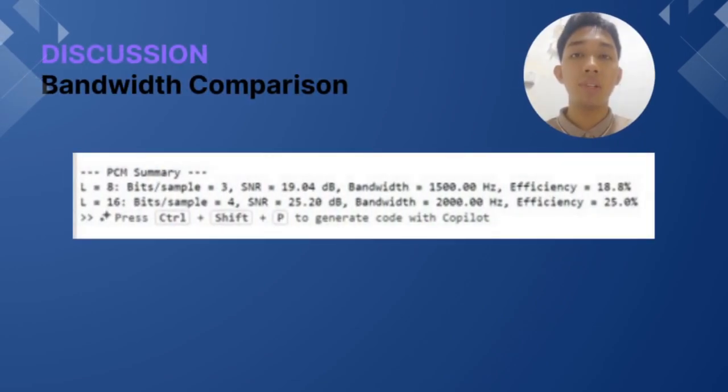In pulse code modulation, bandwidth increases with the number of bits used per sample. Higher quantization levels, such as in 16-level PCM, require more bits to represent each sample compared to 8-level PCM. This leads to a higher bit rate, hence a greater bandwidth requirement. Although this consumes more transmission resources, it results in better signal accuracy and higher signal-to-noise ratio. Therefore, there is a direct trade-off. Larger bandwidth enables improved signal fidelity, but at a cost of increased data transmission needs.